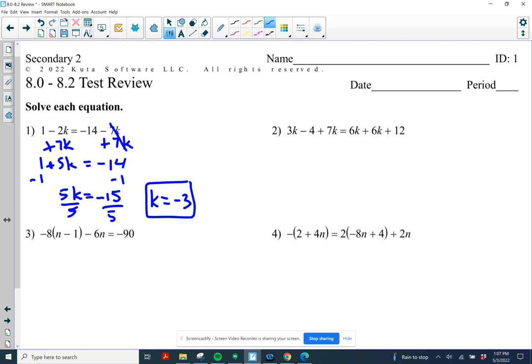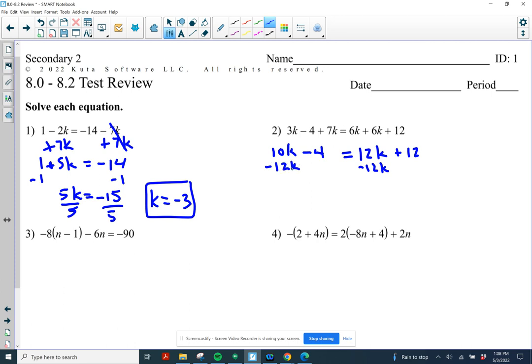Notice we have an equal sign here. We've got some like terms we combine. 3k plus 7k is 10k. All right. And then 6k plus 6k is 12k. You can only combine like terms when they're on the same side of the equation. And now we've got variables on both sides, so I'm going to move the variables to the left.